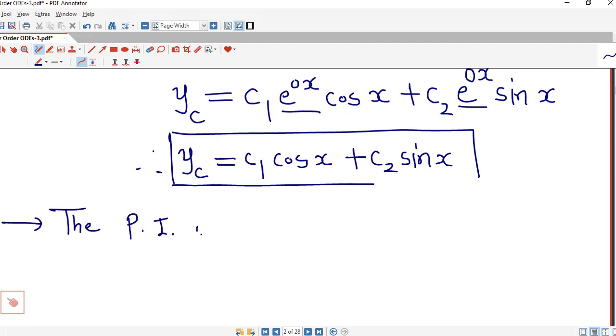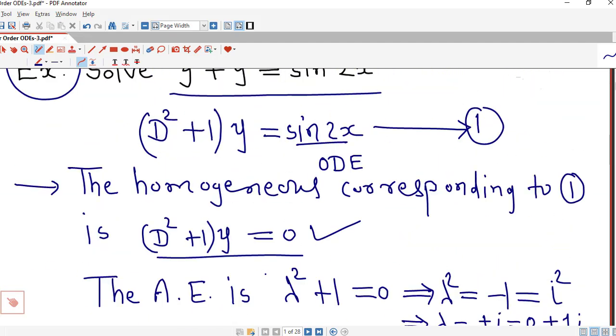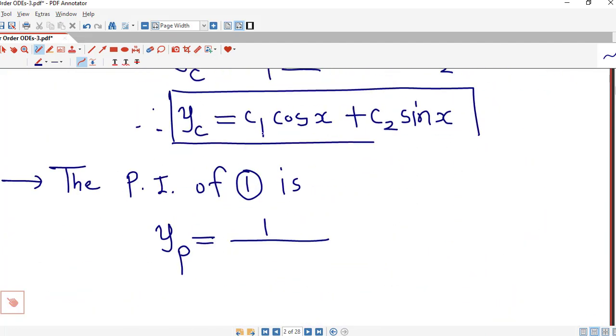So the particular integral of the given equation 1, y suffix p is the notation for particular integral, equals 1 over f of D. Here f of D is D square plus 1. So it is y equal to 1 over D square plus 1 sin 2x. And because it is the particular integral, we denote it by y suffix p. So here we have sin 2x.